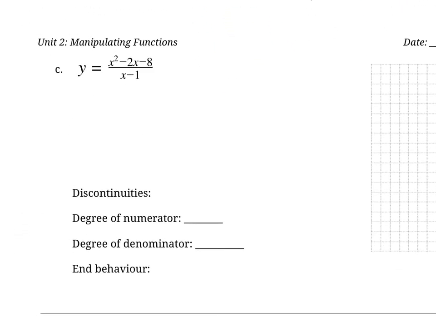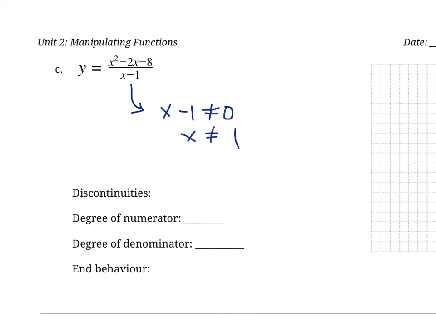One more here. We want to find where this function has discontinuities and possibly find the end behavior of it as well. So are there going to be any discontinuities here? Well, we always do that by factoring, right? The discontinuities are always going to come from the denominator. So the denominator here is telling us that x minus 1 cannot equal 0, or else that function would be undefined. So x cannot equal 1.